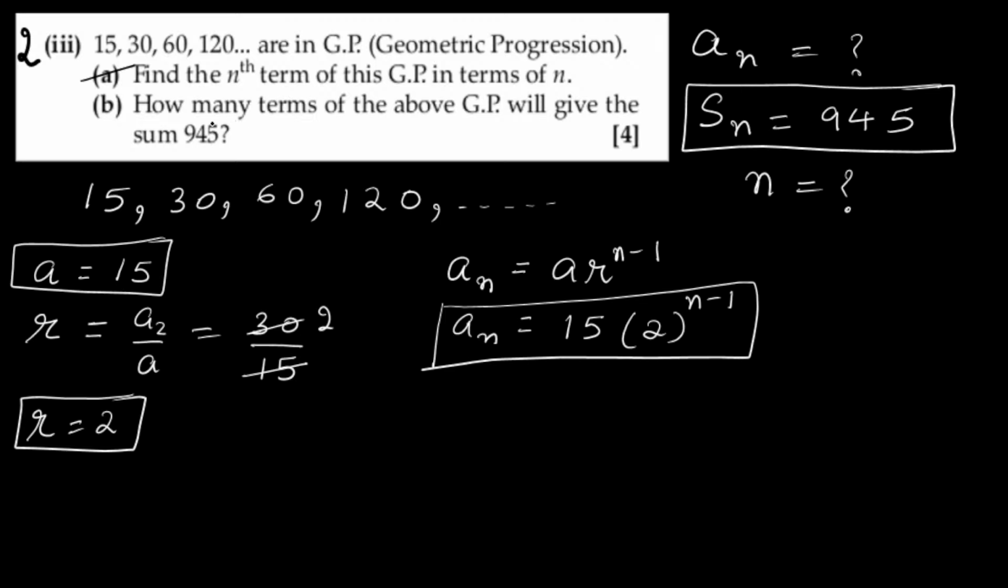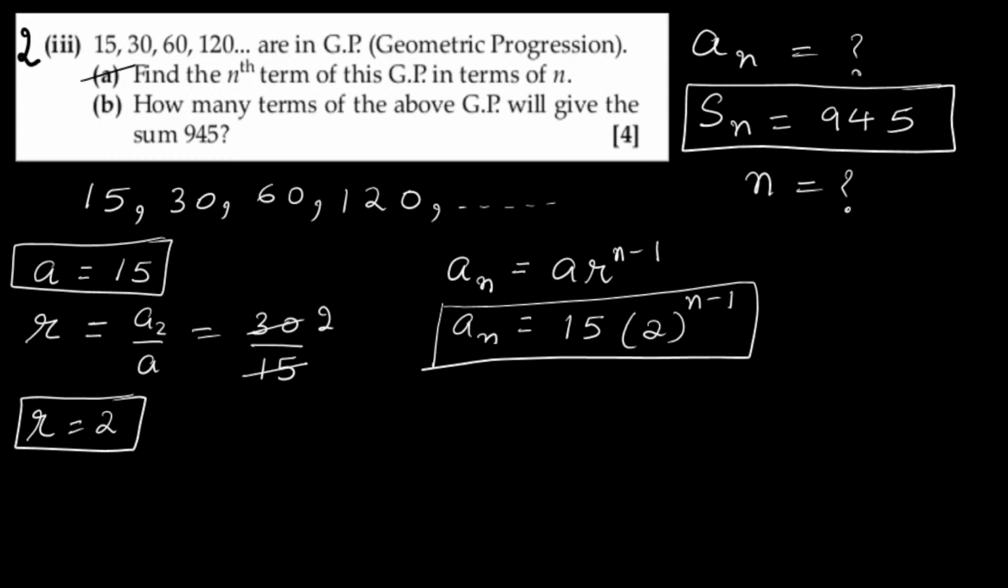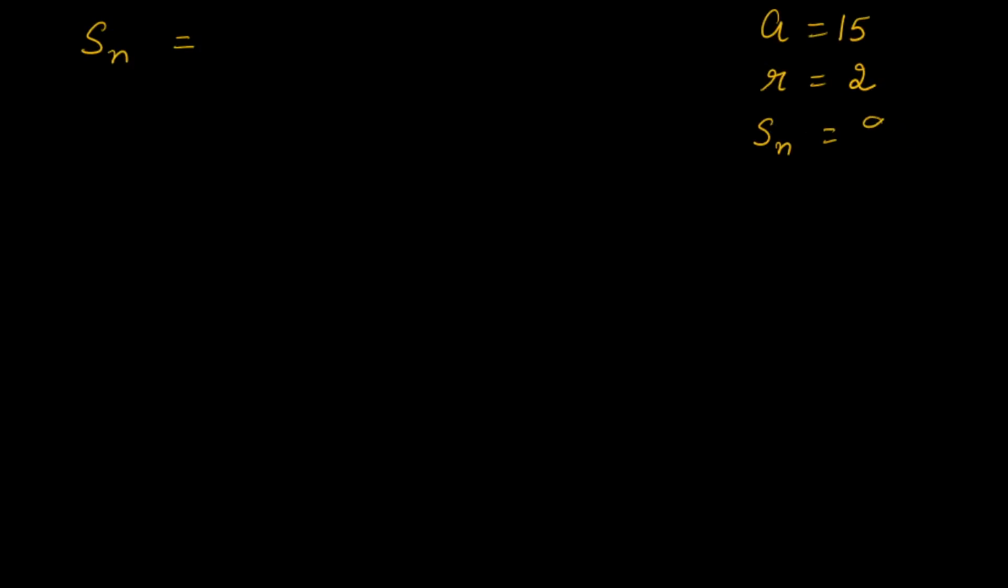Sometimes we won't be able to understand the language, so in those cases you have to remember that how many terms means we have to find n. So how many terms will give the sum of 945? So 945 is Sn here. Now we'll use the formula of Sn. So what's the formula of Sn for geometric progression? Here a is equal to 15, r, the common ratio, is equal to 2, and n we have to find. Sn is equal to 945.